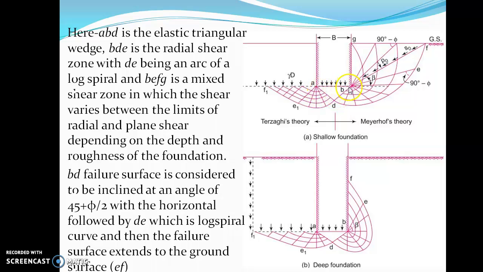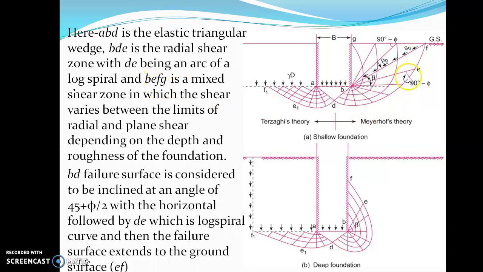Alright? Then BDE. Can you see this? This entire portion is the radial shear zone, with DE being an arc of a logarithmic spiral. If you see this particular curve DE, it starts with a very minor radius. The radius here is much smaller as compared to the radius here. That's a logarithmic spiral. The equation will be logarithmic for this particular curve. So DE is an arc of a logarithmic spiral.